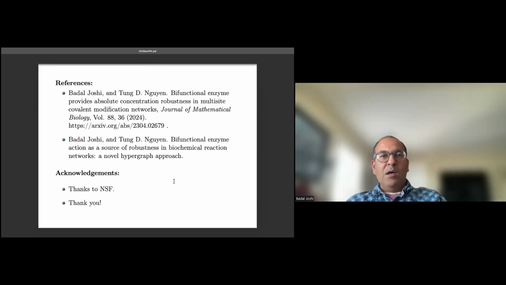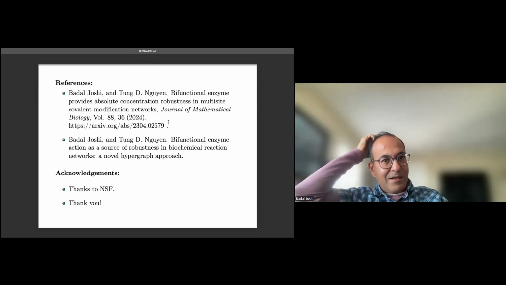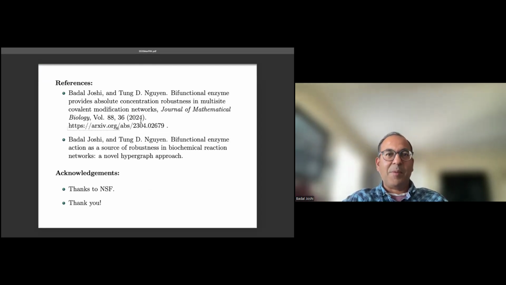Okay, so to wrap up, I showed one example of a futile cycle that is already published in a paper published last year, 2024. Most of the work that I presented today is completed. We are yet to submit it, but we are in the process of doing that. And so you should be able to see it in a few weeks online.